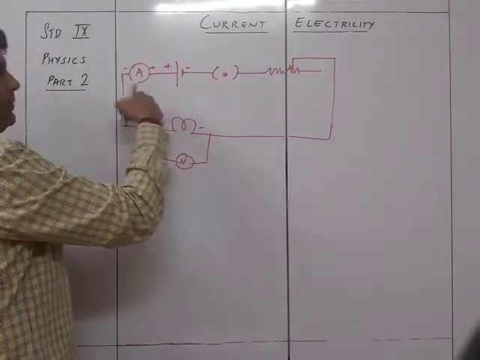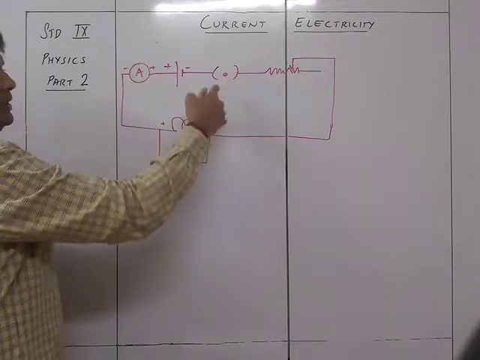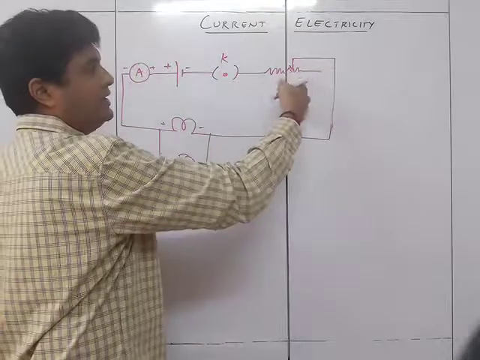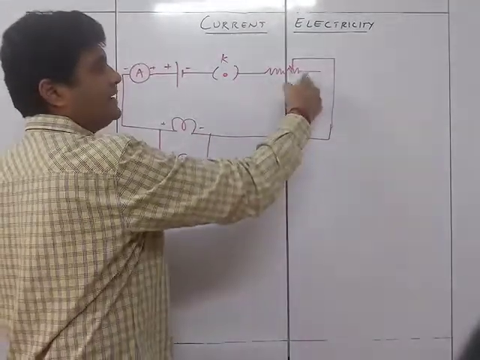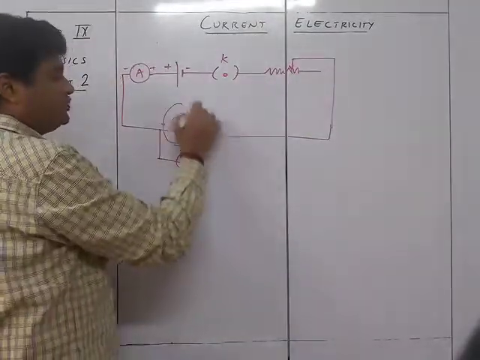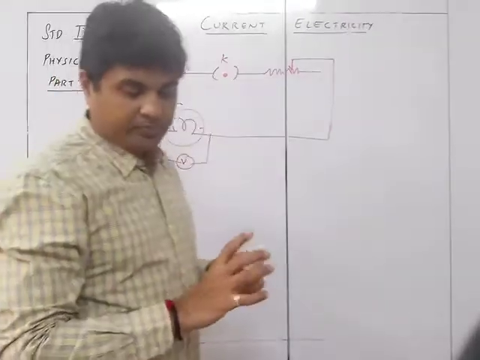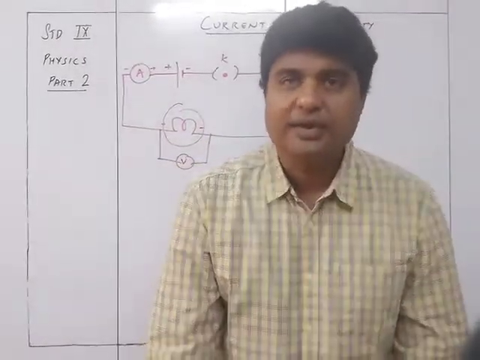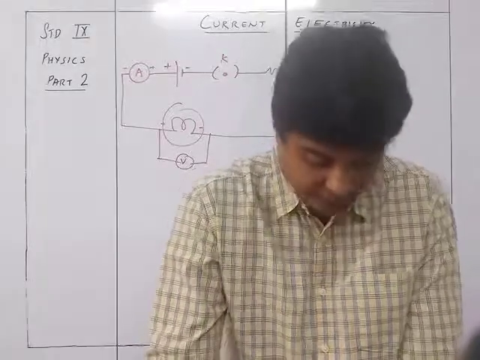The ammeter is going to measure the current which is going through the circuit. The key is going to open and close the circuit. The rheostat is going to increase and decrease the resistance. As I increase and decrease the resistance, the glow of this bulb is going to increase and decrease. So that is the setup of the circuit diagram.